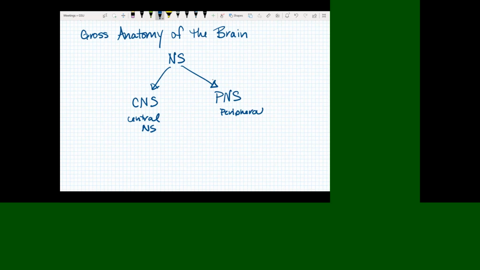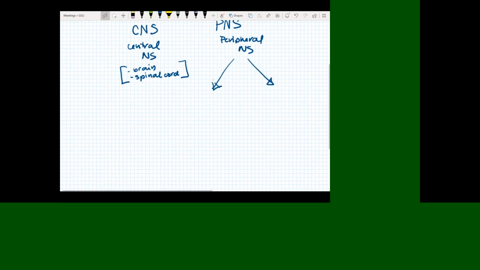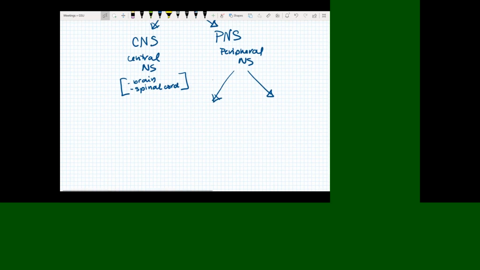So the central nervous system will be composed of two structures, the brain, which we're going to focus on today, and the spinal cord, which will be the next exercise. And the PNS is actually going to be split into two branches. So the PNS is split into your sensory branch. Sensory branch is all incoming information, also called the afferent information. And then you're going to have the motor branch, which is all outgoing information, also called the efferent information.